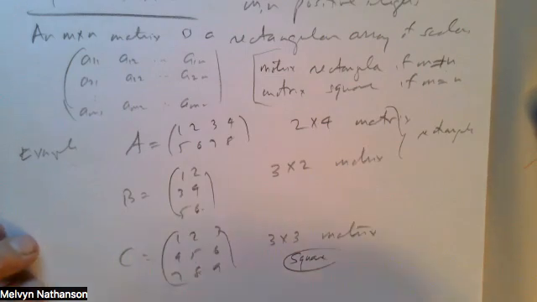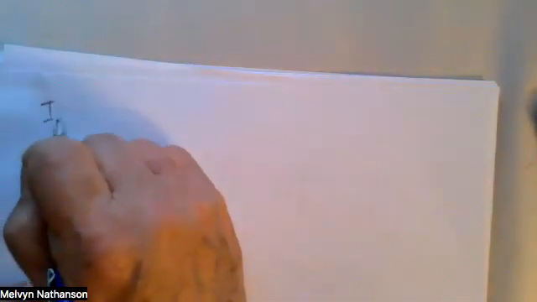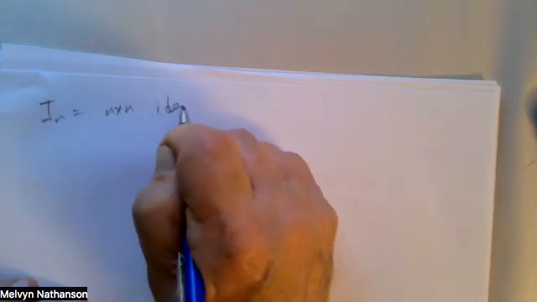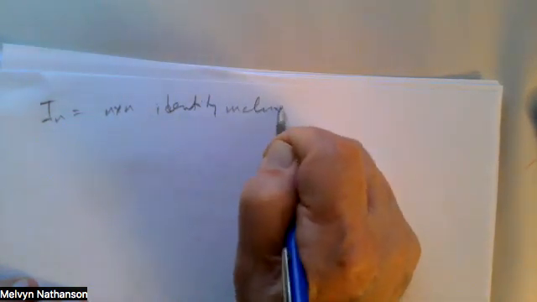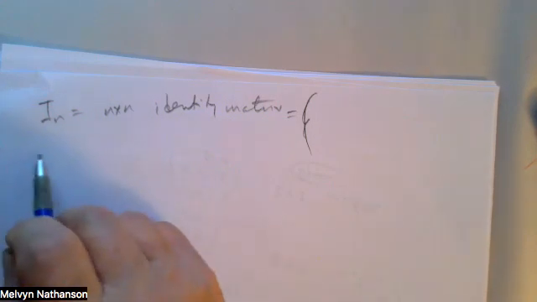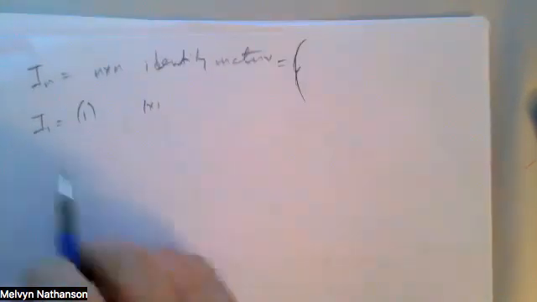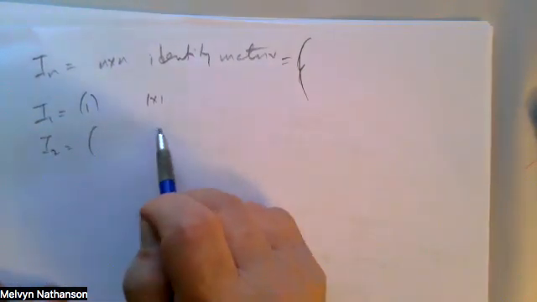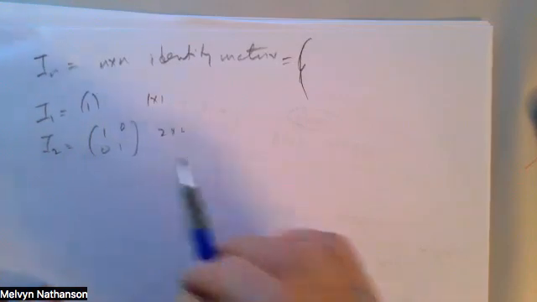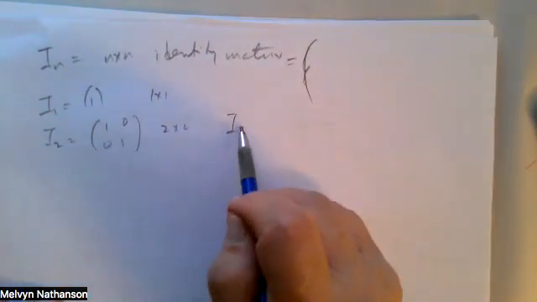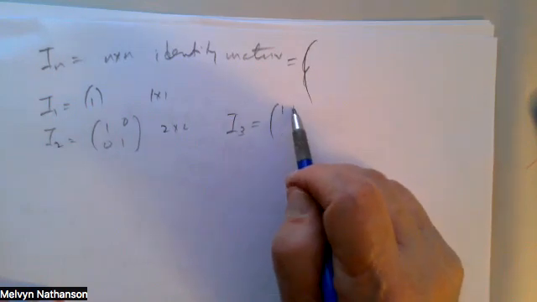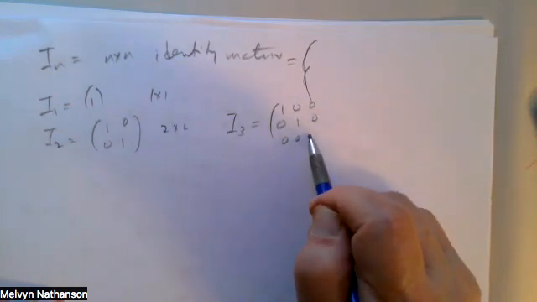There's a very special square matrix, which is the identity matrix. In is the n by n identity matrix. This is the matrix, let's see, with 1s down the main diagonal and 0s everywhere else. So I1 is just 1. It's a 1 by 1 matrix, just a number. I2 is a 2 by 2 matrix, 1, 0, 0, 1. I3 is a 3 by 3 matrix, 1, 0, 0, 0, 1, 0, 0, 0, 1.